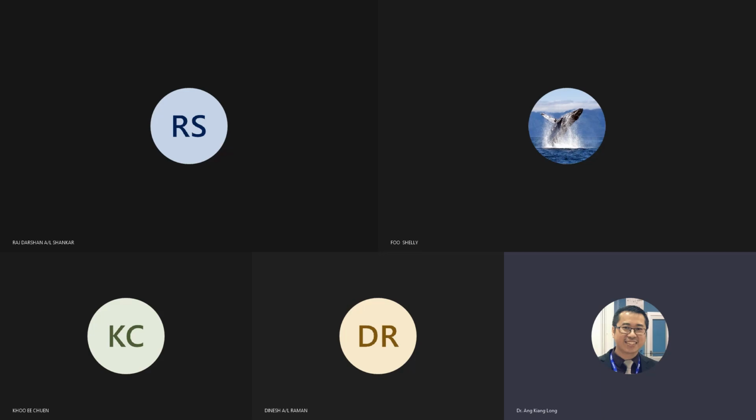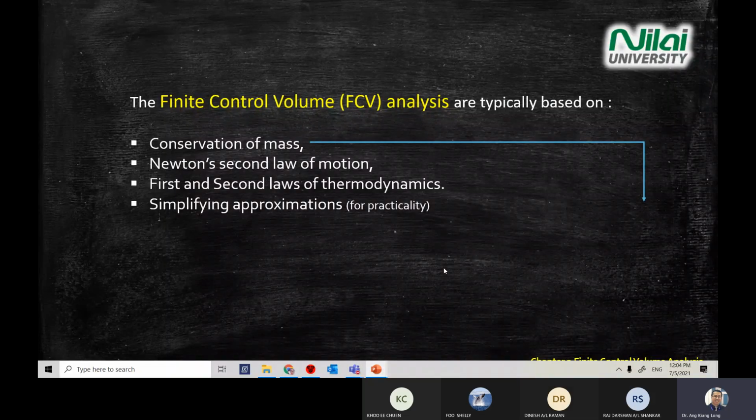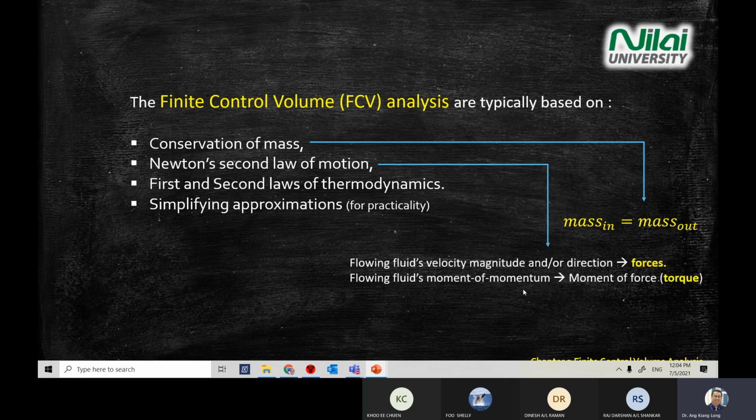Recap for this chapter 2. When we look at control volume analysis, we need to study these 4 things. We already completed the conservation of mass, which is the m dot in and out will be the same, or mass in equals mass out. Newton's second law is where we currently are. It's more on the forces that contribute to the momentum. Later we'll look at the law of thermodynamics and approximation.